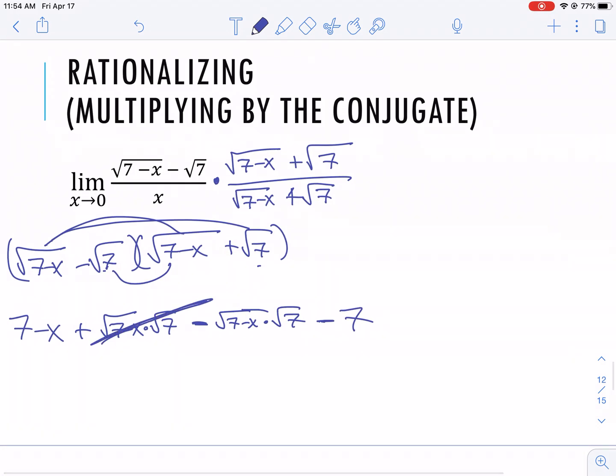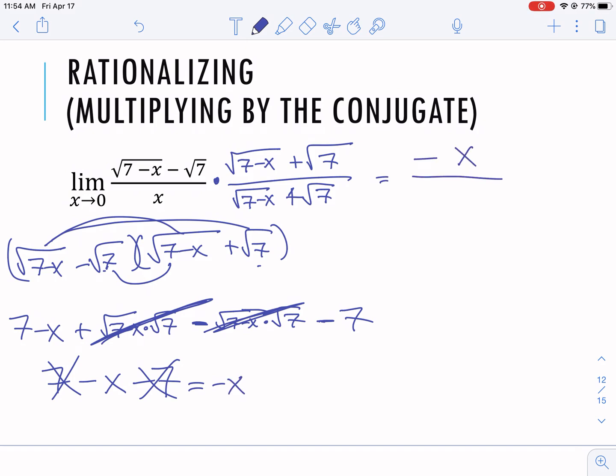All right? These two cancel out. So we have 7 minus x minus 7. These two cancel out, so I'm left with negative x. So I have negative x over x times that jargon. The x's cancel out, so I now have negative 1 over this.